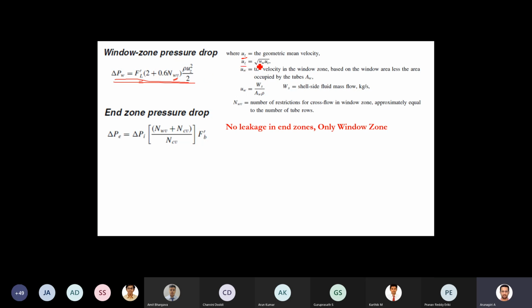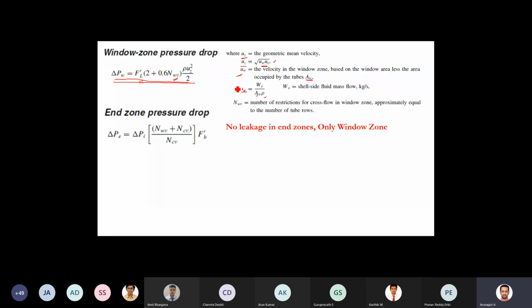So UZ is the root of UW into US. US, you know how to calculate, that is the flow velocity calculated based on the cross flow area. Similarly you can calculate UW. UW is the velocity in the window zone based on the window area less the area occupied by the tubes, that is the free area available for flow. That is the mass flow rate divided by AW, the free flow area available in the window zone, into the density of the fluid. That will give UW.